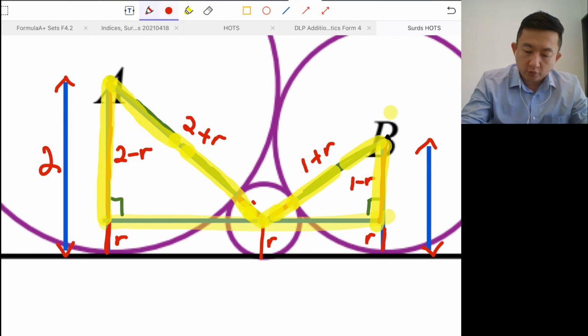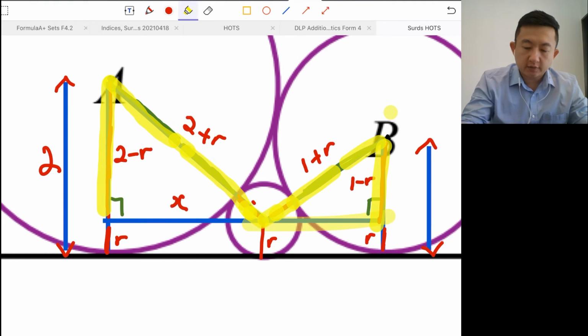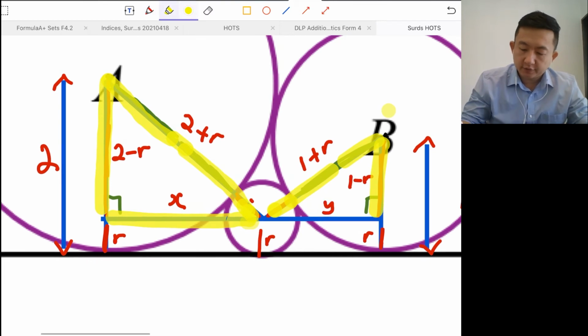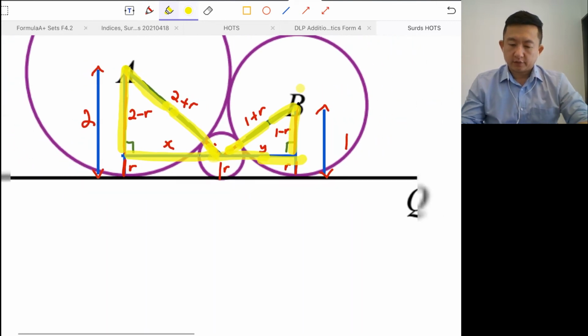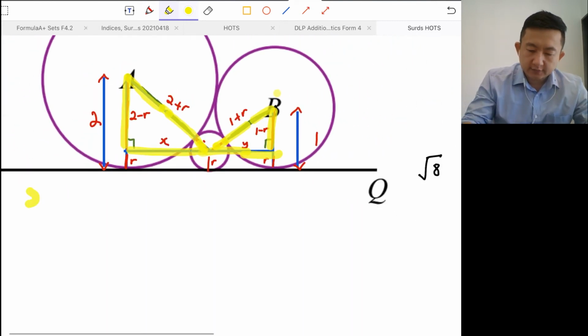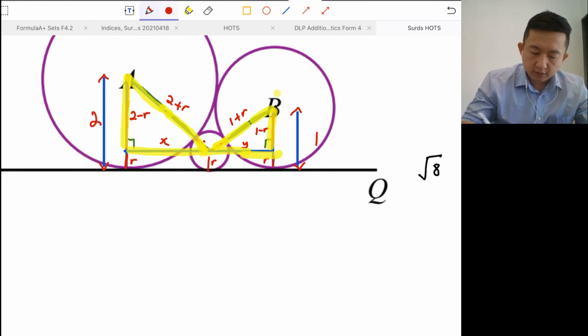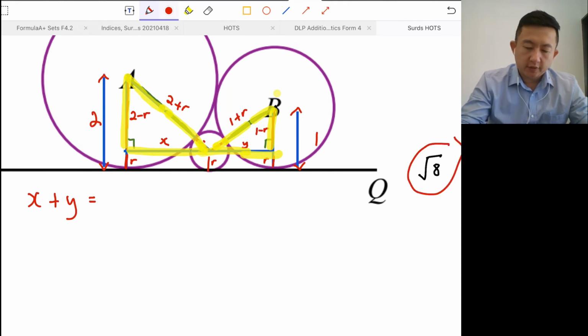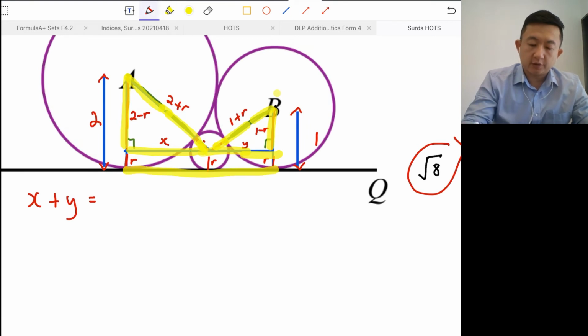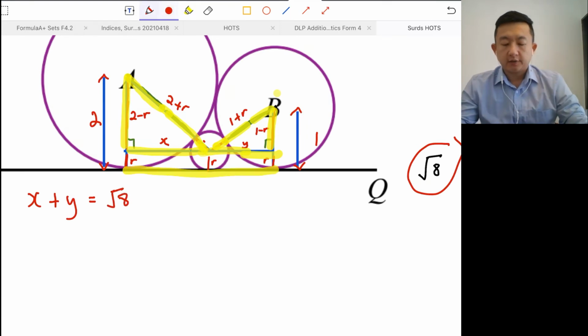Let's say I want to know this one, the length here. Let's call it X. This is X. Let's call this Y. This is Y. X plus Y must be equal to root 8, right? Because we know that this is root 8. So you can write root 8.